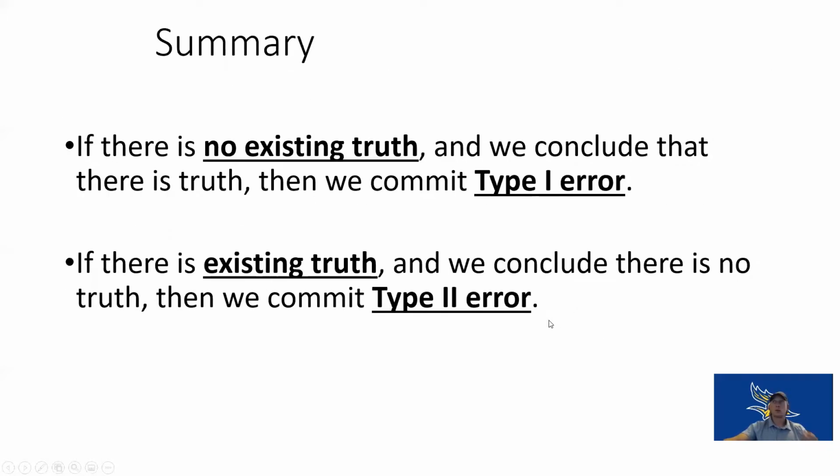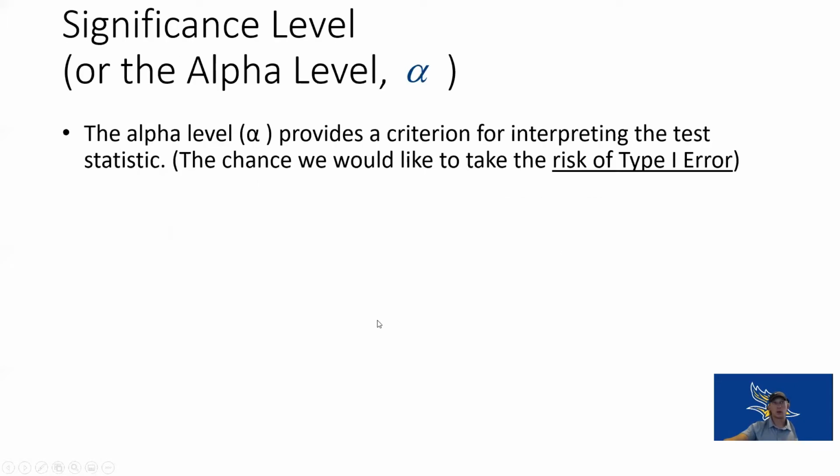Okay, so in summary, last bit, just review these real quick. There's no existing truth, and we conclude that there is, we commit a type 1 error. So when there's no truth and we say there is, type 1 error. If there is truth and we say there's no truth, or we fail to find the truth, type 2 error. Fail to find the truth is type 2 error.